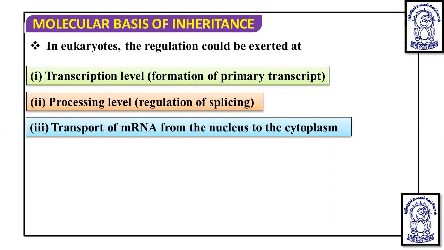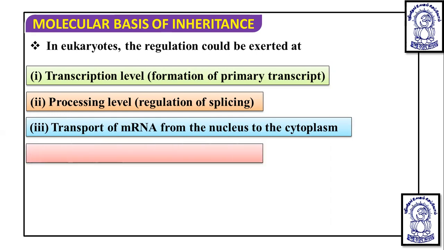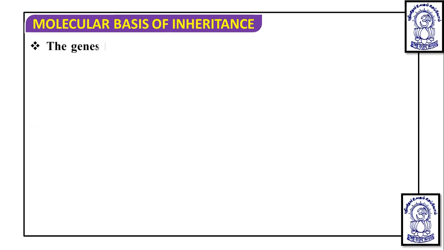After the formation of mRNA, regulation can also occur. If splicing occurs and mRNA is formed, mRNA transport occurs from the nucleus to the cytoplasm. If this is blocked, then protein synthesis cannot occur. And at the translation level also, due to some mistake, it may or may not occur. So these are the four levels where regulation of protein synthesis or gene expression can occur in eukaryotes.